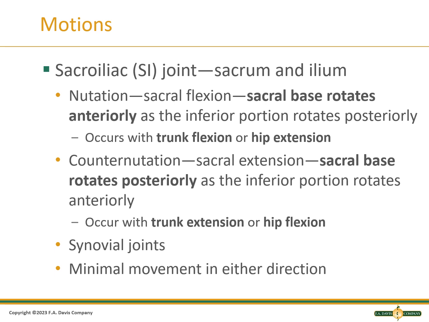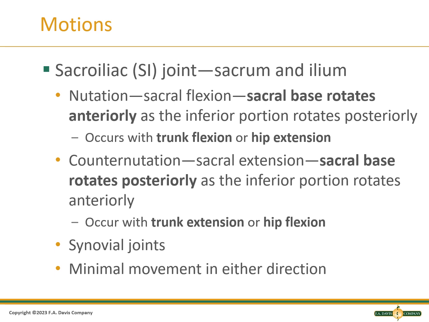The sacroiliac joint is the articulation between our sacrum and the ilium, and we have two of those because we have an ilium on each side. And at the sacroiliac joint, we have nutation and counternutation. So nutation is what we call sacral flexion, where the sacral base, which is going to be the top part of the sacrum, rotates anteriorly as the inferior portion rotates posteriorly. And this motion occurs with trunk flexion or hip extension.